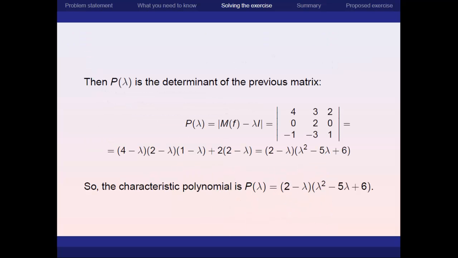Then P(λ) is the determinant of the previous matrix. P(λ) equals the determinant of M_f minus λI, which is (4 - λ)(2 - λ)(1 - λ) + 2(2 - λ), equals (2 - λ)(λ² - 5λ + 6). So the characteristic polynomial is P(λ) = (2 - λ)(λ² - 5λ + 6).